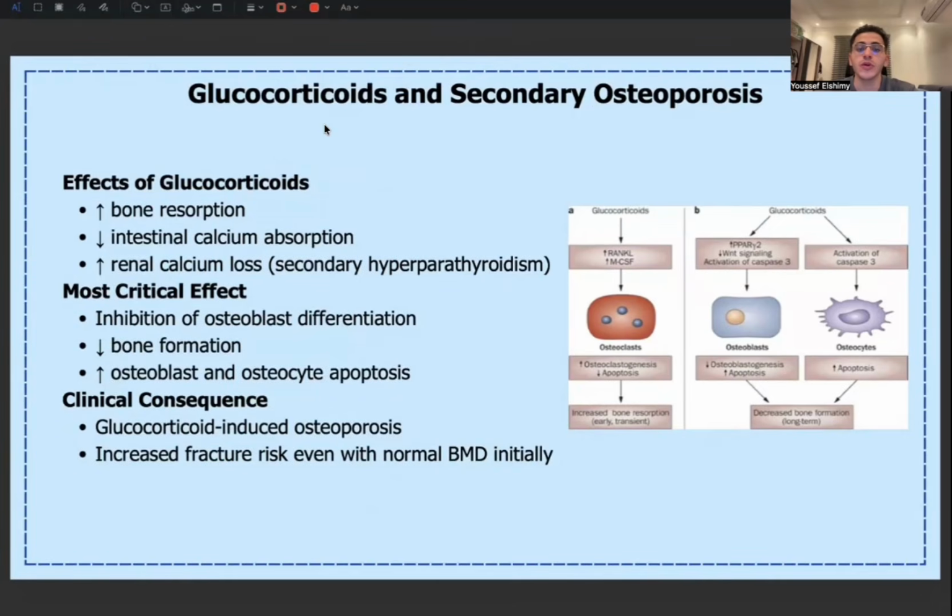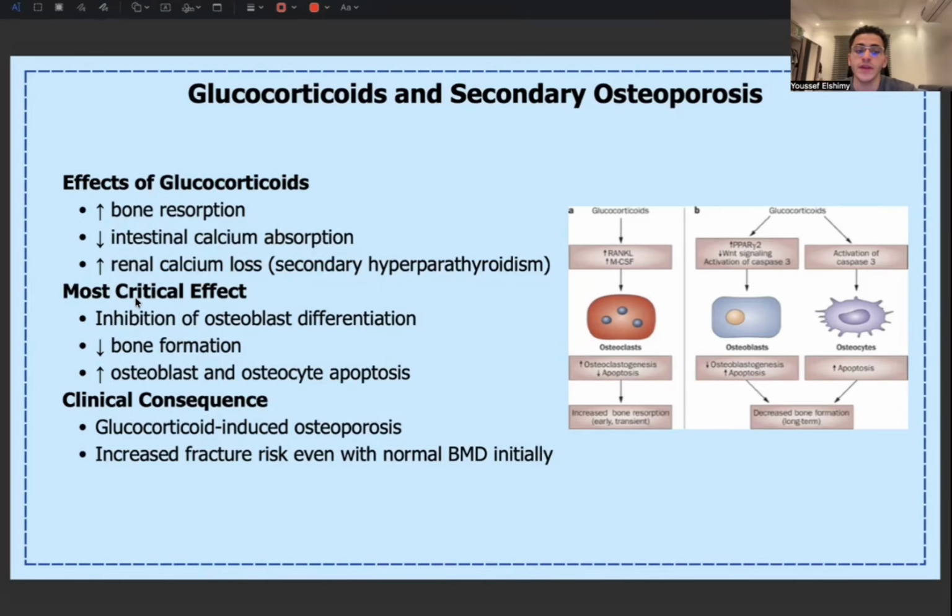Then glucocorticoids also have an effect on bone remodeling. So in general, glucocorticoids favor bone resorption. And whenever there's bone resorption, there is increased calcium in our body. So as a result, there would be decreased intestinal calcium absorption. And also because we have a lot of calcium in our body, it would lead to increased renal calcium loss and a secondary hyperparathyroidism, sorry.